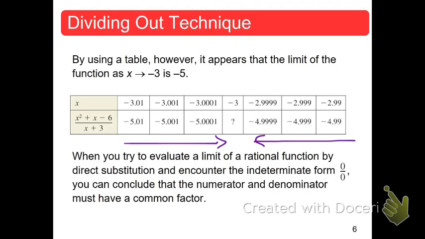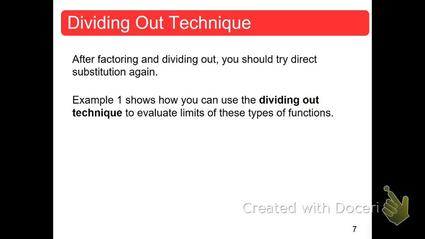And in this case, Emily already brought it up, it might have a common factor. Can we factor it? Well, we're going to try that. All right, so after we factor and divide things out, then we're going to use our direct substitution again. So let's look at example 1, and we're going to use our dividing out technique.